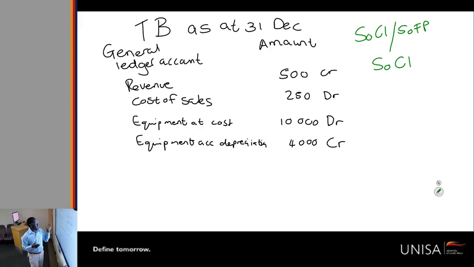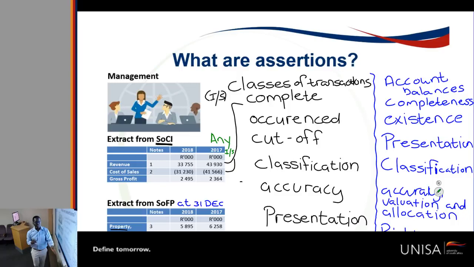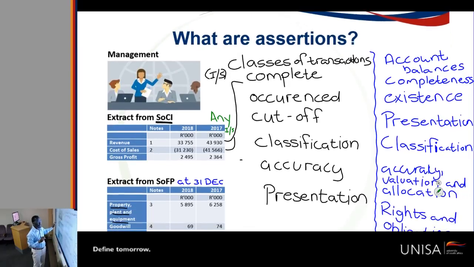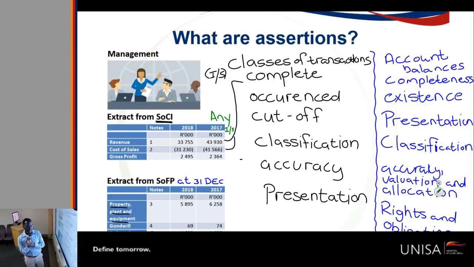Second line item on our trial balance is cost of sales. Is that statement of comprehensive income or statement of financial position? That is the statement of comprehensive income. So again, you would apply the same assertions for cost of sales that you would apply for revenue. Equipment at cost: statement of financial position or statement of comprehensive income account? It is obviously a statement of financial position account. And because of that, you will apply account balance assertions, which are completeness, existence, presentation, classification, accuracy, valuation, and allocation, and rights and obligations.